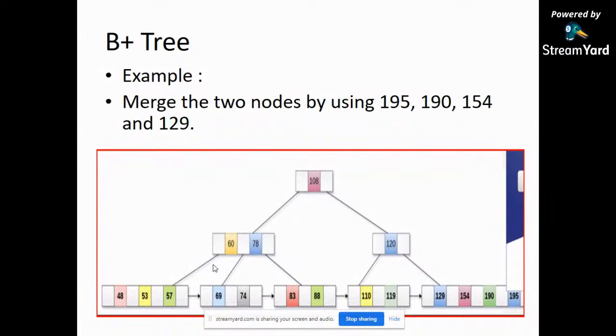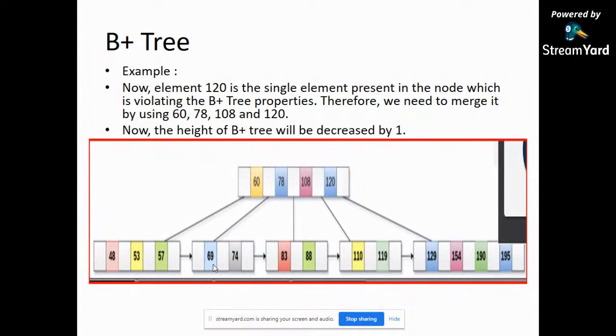Now the point is, at the parent node, 120 is alone, so we have to merge it. So what we can do is 60, 78, 108 and 120. We'll merge it. So here after merging, you can see one parent node and the rest of the child nodes are there.